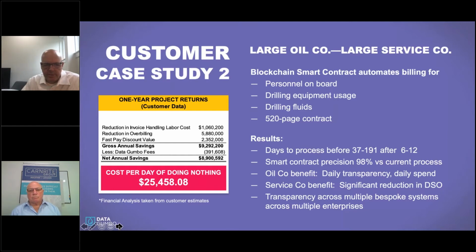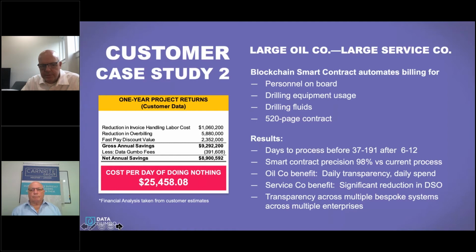So the ability to get paid early or on time is tremendous from a service perspective. And then obviously on the oil company side, they're also looking for efficiencies, and they're also looking for financial transparency. And this is just one rig drilling for a year, and the ability to save $25,000 just for these three aspects of the drilling contract is tremendous. Some other interesting aspects of this is this 520-page contract. It contradicted itself in 35 different places.